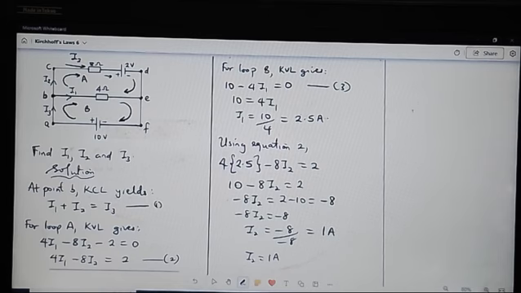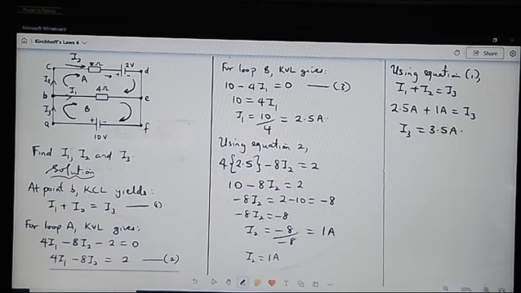Then, having obtained the values of I1 and I2, we can proceed to use equation 1 to find I3. So using equation 1, we have that I1 plus I2 is equal to I3. So I1, we calculated it to be 2.5 ampere. I2 was calculated to be 1 ampere. So therefore, our I3 is equal to 3.5 ampere.